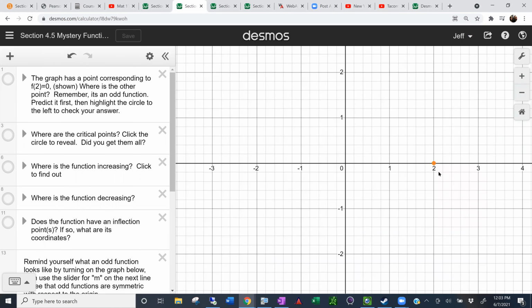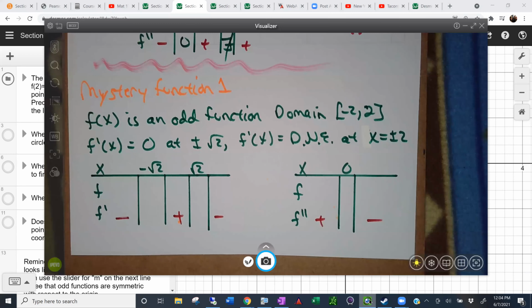But the function has a point right here at 2 and 0. If it's an odd function, then it has to have a symmetric point on the other side of the origin, which would be right over here at -2 and 0. So, okay, kind of a cheap one to start with. But where are the critical points? What tells you that something's a critical point?